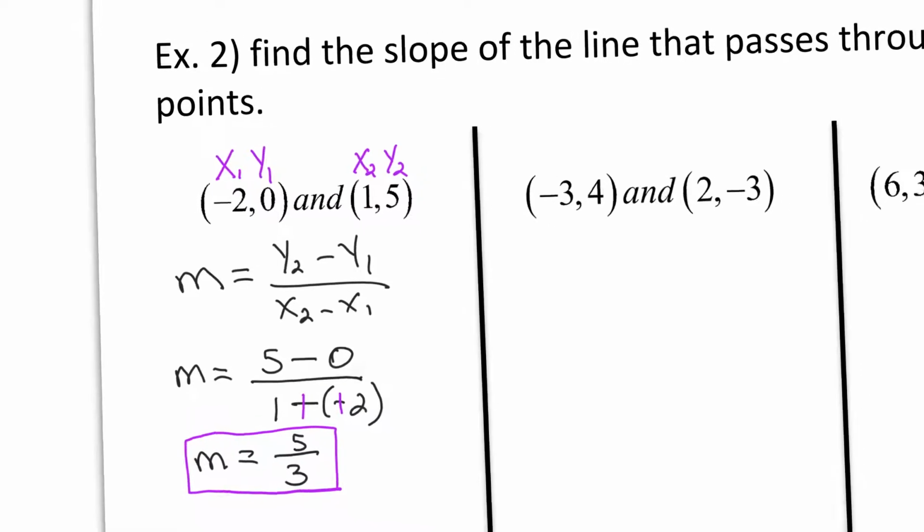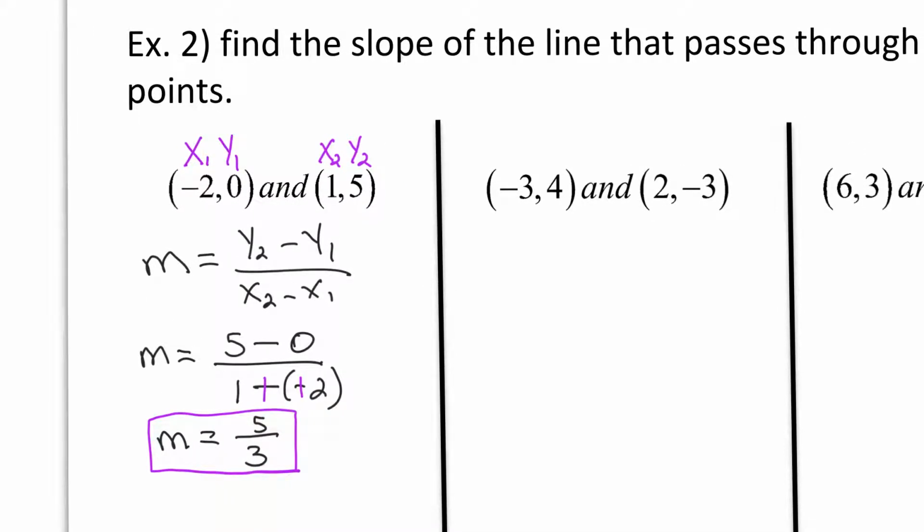So let's try a couple more examples. The next one, same thing. I'm going to use the same formula because I don't have a graph. So I'm going to label the points. This is x1, y1, x2, and y2.